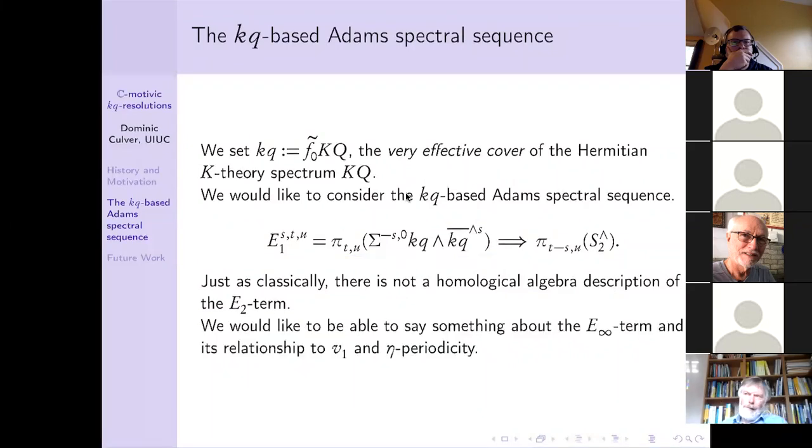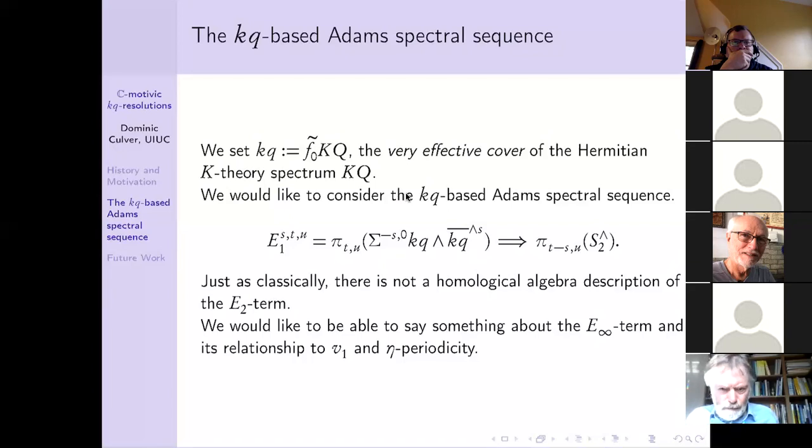Okay. So what I would like to try and do, or what JD and I were motivated to do, was to say something about v1 and eta periodicity. So Mahowald said a lot about v1 periodicity using the KO-based Adams spectral sequence. And part of the reason he was able to, that was a reasonable thing to do, was because v1, as I said, is the Bott element. And so v1 is actually inside the homotopy groups of real K-theory. So it makes sense to use that spectrum to try and study v1 periodicity.